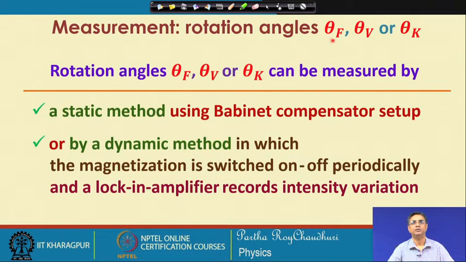Now, the measurement of rotation angles theta f, theta v and theta k. Rotations can be measured by different methods. The static method involves using a Babinet compensator, polarizer and analyzer setup as a function of the change in the magnetic field. It could also be a dynamic method in which the magnetization is periodically switched on and off, and one can use a lock-in amplifier that records the intensity variation as a function of the change in the magnetic field.